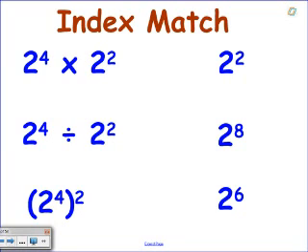Okay? So I want you to look at the 3 questions, and in a second we're going to talk about where we draw the line to answer the question. Let's go for it then. 2 to the 4 times 2 squared.